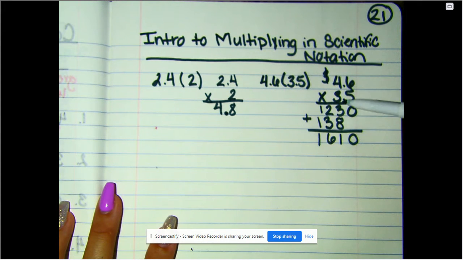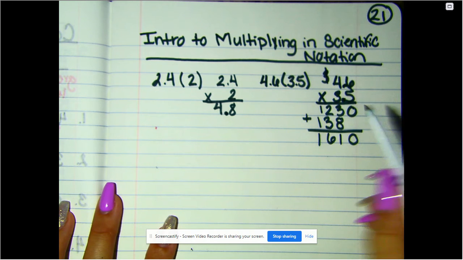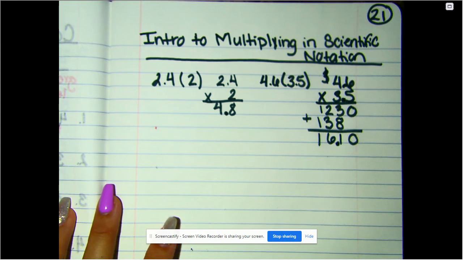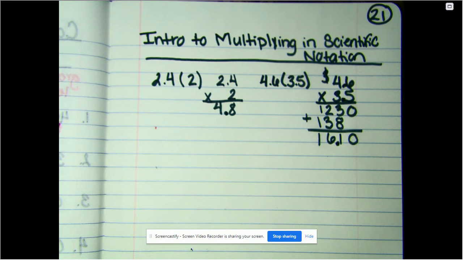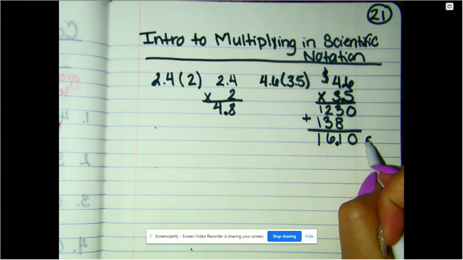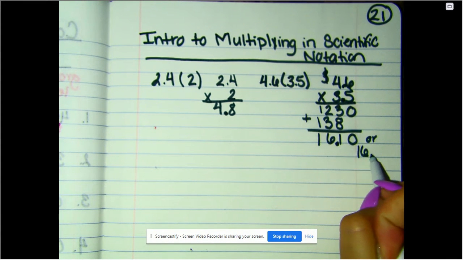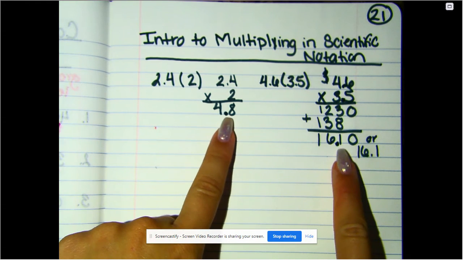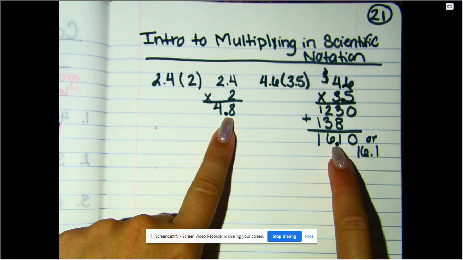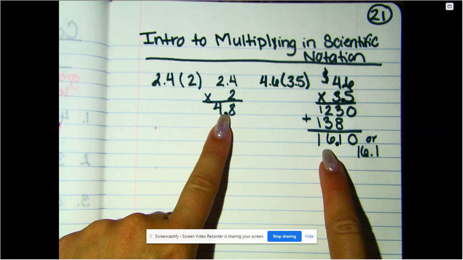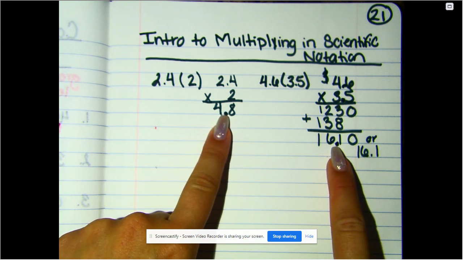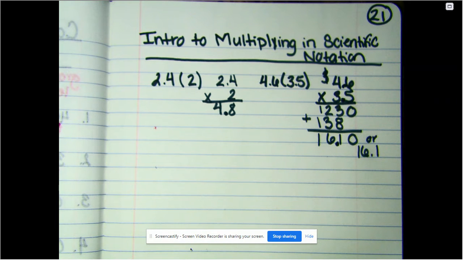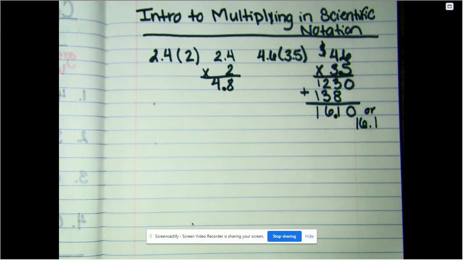We have 2 place values. So I need 2 place values in my product. So my final answer is 16.10 or 16.1. Okay, so notice the different place values here. And then also notice that one is between 1 and 10, and the other is greater than 10. So there's going to be some adjusting that we need to make to our numbers written in scientific notation when I multiply them. And we're going to get there in that video.